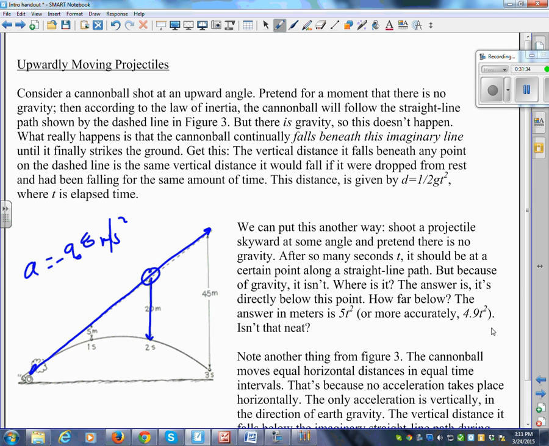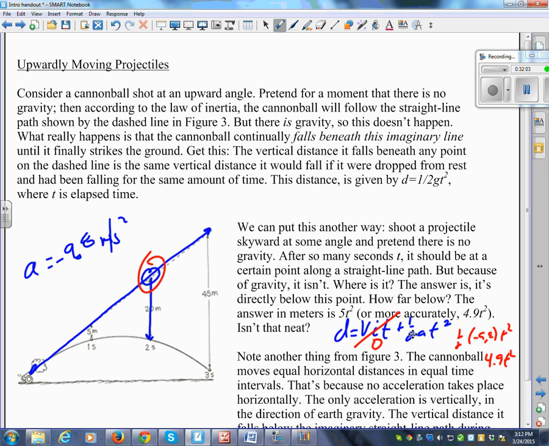Where does that come from? Our friend d equals v_i t plus a half a t squared. And if you just dropped it from there, what would be the initial vertical component? 0. 1/2 a t squared. 1/2 of minus 9.8 t squared. What's 1/2 of minus 9.8? 4.9 t squared.